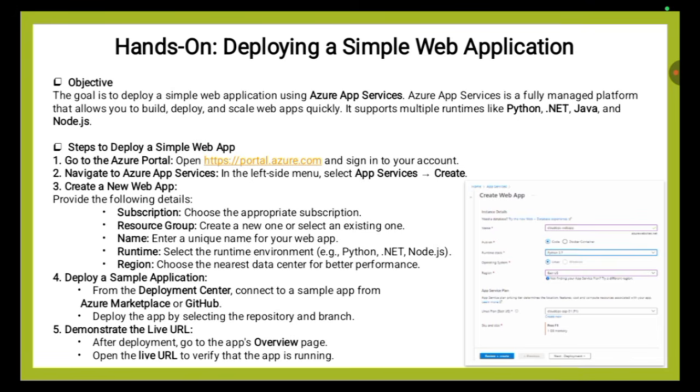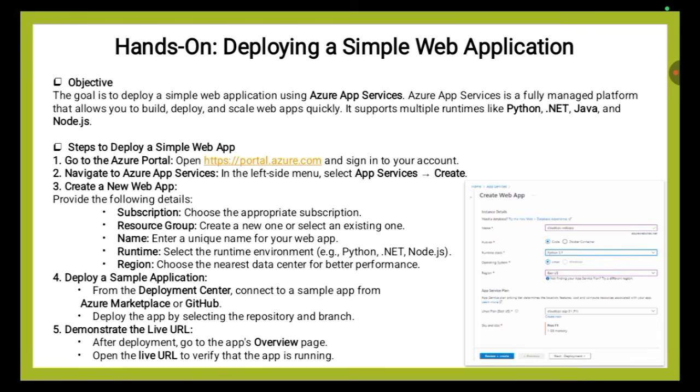Provide the following details. Subscription. Choose the appropriate subscription. Resource group. Create a new one or select an existing one. Name. Enter a unique name for your web app. Runtime. Select the runtime environment. Example, Python, .NET, Node.js. Region. Choose the nearest data center for better performance.